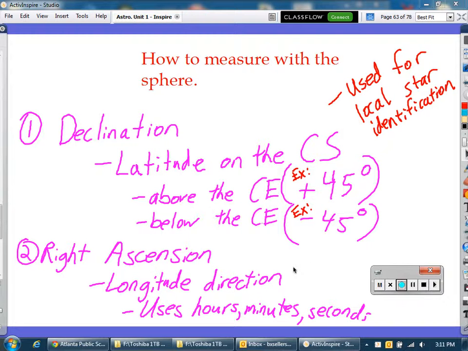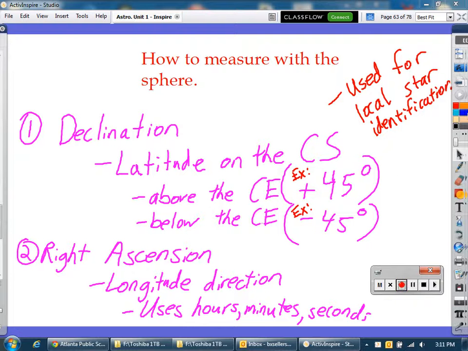Right ascension is longitude and direction, and it uses hours, minutes, and seconds, just like longitude on the planet Earth, and it's based off of 0 off the prime meridian.